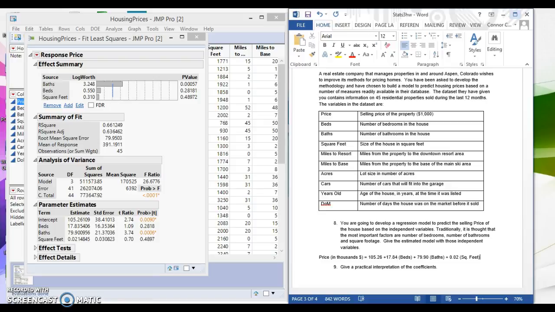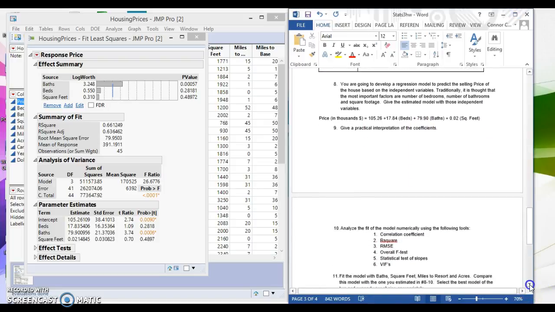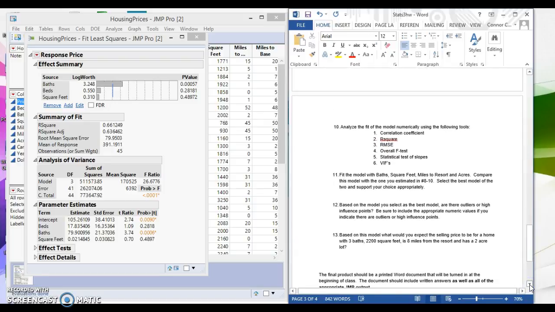And if you want to, you can convert that to actual dollars. So this would be 105,260, but either way, just be consistent, whichever you do. So that would be number 9, the practical interpretation.